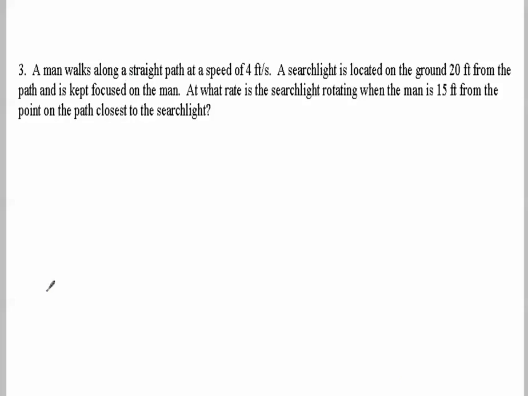We've got a straight path, so let's draw that. Usually the ground is lower in our picture, so there's the path. The man's walking along it, so there, a simple picture of our man. Speed of 4 feet per second, we'll get back to that. The searchlight is located on the ground 20 feet from the path and kept focused on the man. So it doesn't sound like there's anything in our picture that's in the sky. This is flat ground that we're going to draw. The searchlight is away from the path. Let's say it's up here. There's our light.